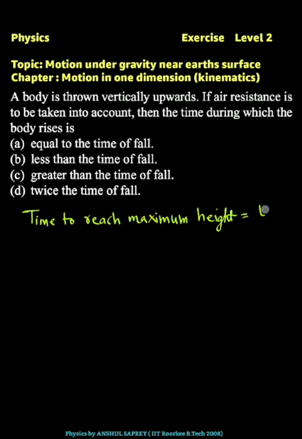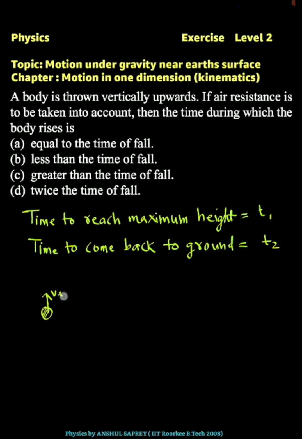Let that time be t1, and the time of descent, that is the time to again come back to the ground, be t2. So let us find t1 and t2, then we will compare them. Now the air resistance acts opposite to velocity. So when the ball is going up, the velocity is in the upward direction, but the resistive force is acting in the downward direction. Suppose the retardation due to the resistive force is a, and the acceleration due to gravity is also acting downward.